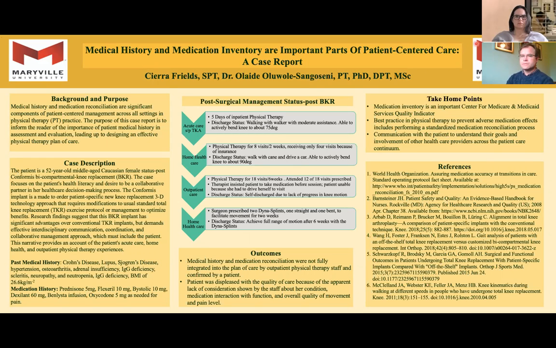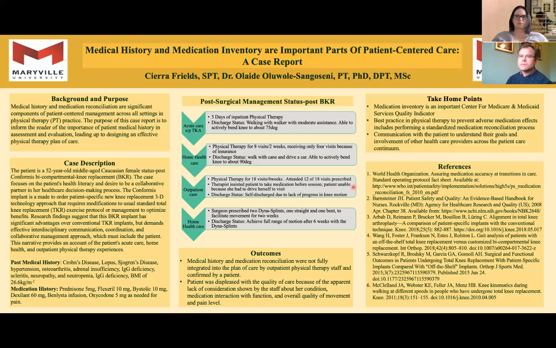What we wanted to end on is that medication inventory is an important Centers for Medicare and Medicaid Services quality indicator. Best practice in physical therapy to prevent adverse medication effects includes performing a standardized medication reconciliation process, and overall communication with the patient to understand their goals and involvement of other care providers across the patient care continuum is so huge and so important that it can lead to a breakdown in relationship and not have a patient succeed to their full needs and their goals that they're wanting to achieve.